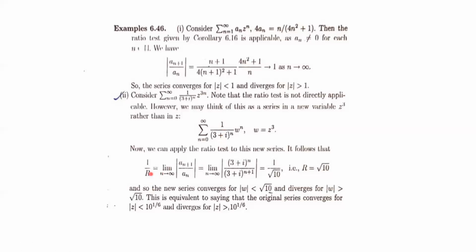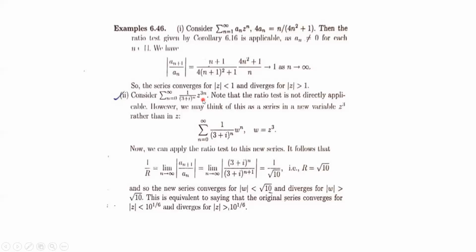So now we are in a position to use the ratio test. So our ratio test gives 1 by r equal to the limit n tends to infinity of modulus of a_(n+1) divided by a_n. After putting the values of a_n and a_(n+1), this is what we are getting here. And finally, the limit gives 1 by root 10. So from this equation, 1 by r equal to 1 by root 10, we are getting r equal to root 10. Now, this is the radius of convergence for this power series in w.